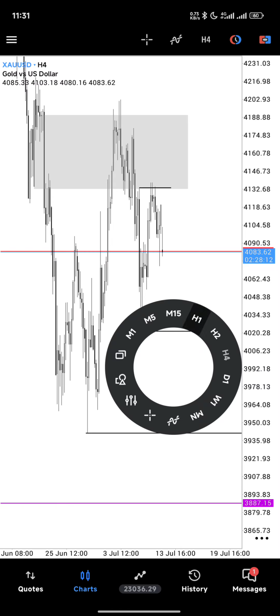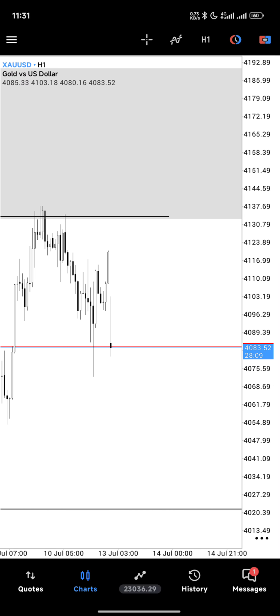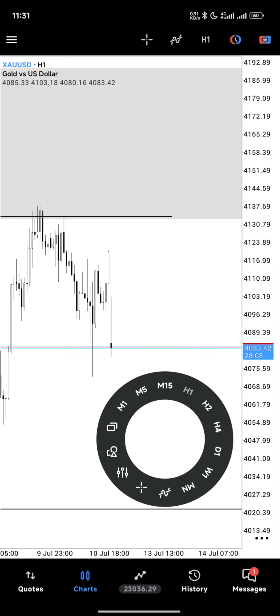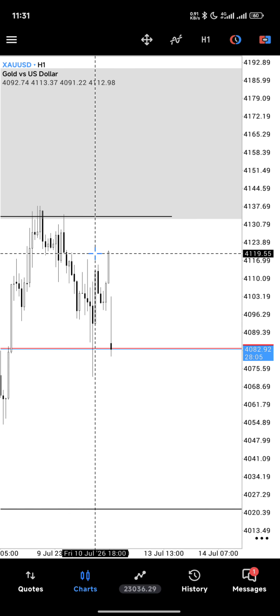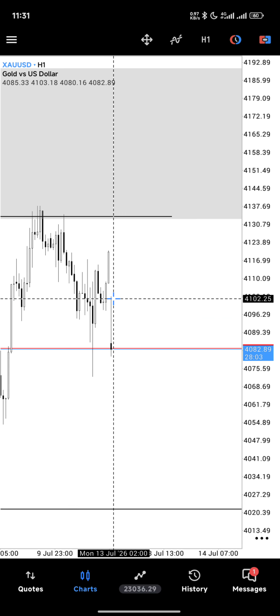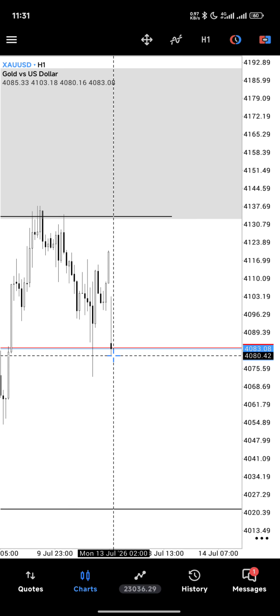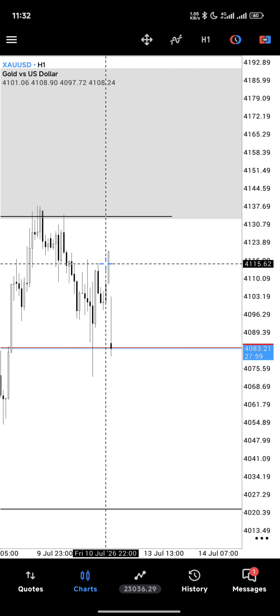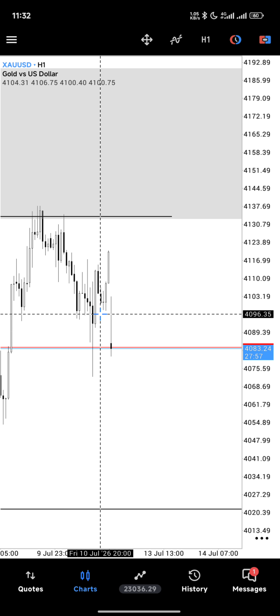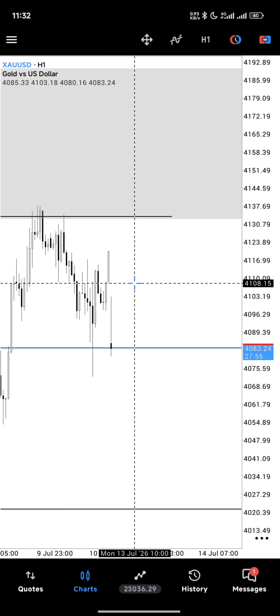Let's go down to the 1 hour time frame. You can clearly see the market opened with a gap because the market closed here on Friday, opened here, made this high, and then it's currently selling. So the market opened with a gap, and when you see gaps like this, what do you expect? You expect the market to fill it up.